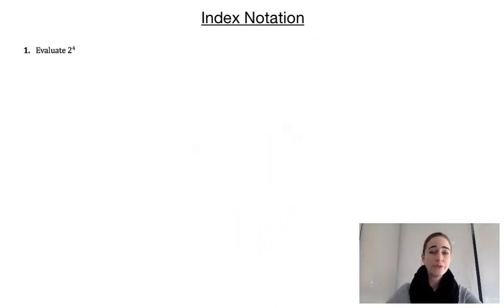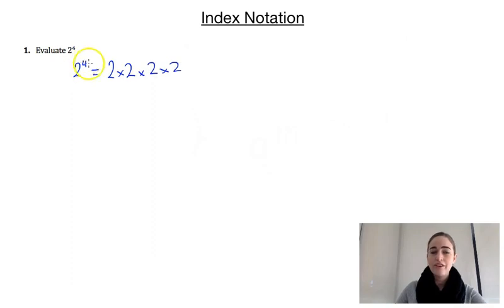If we have a look at a few examples, our first one asks us to evaluate 2 to the power of 4. Now you can use your calculator to do this. You can just enter 2 to the power of 4 in your calculator and it will spit out an answer. But what it means is 2 times 2 times 2 times 2. So that 4 means we're going to have 4 of them multiplied together.